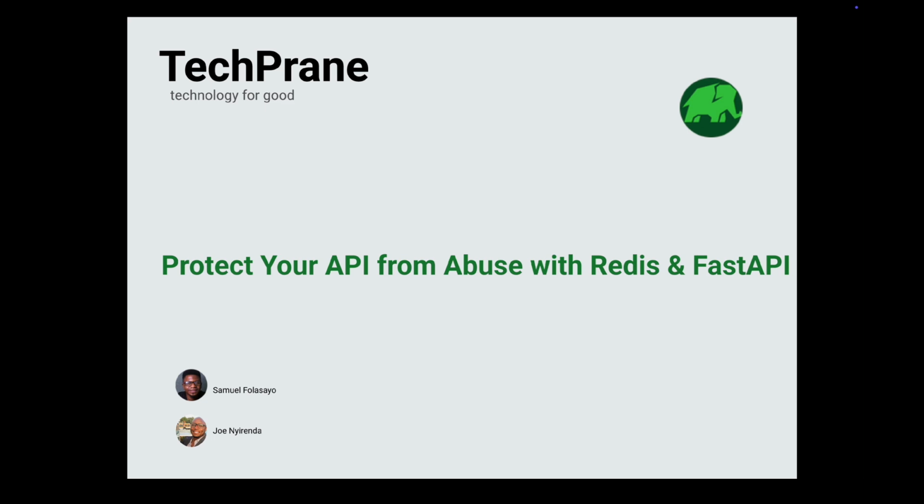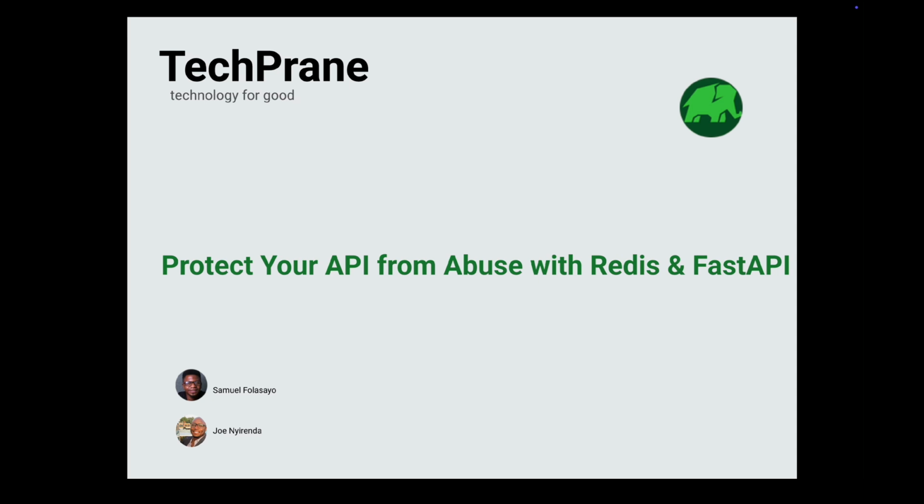Today, we are tackling an important topic: how to protect your APIs from abuse using FastAPI and Redis. If you are building APIs, this is a must watch. By the end of this video, you will know how to implement a rate limiter to prevent abuse and control traffic. Let me quickly explain what we are going to do.